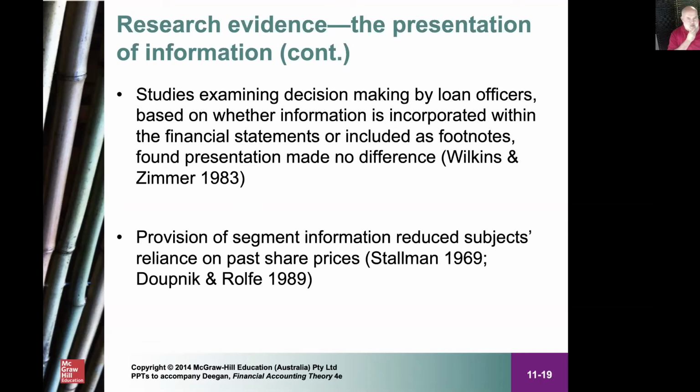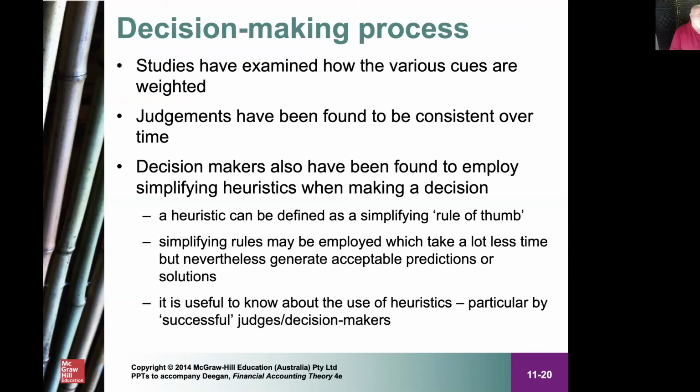Provision of segment information reduces subjects' reliance on past share prices. Segment information means that we break up the information in the financial statements, maybe based on geography or product or something like that. It basically found that users find that information more informative than looking at past share prices, etc.